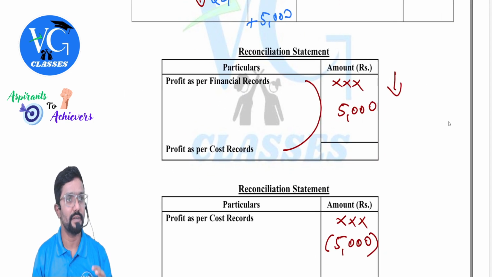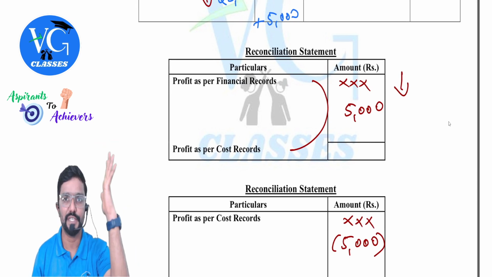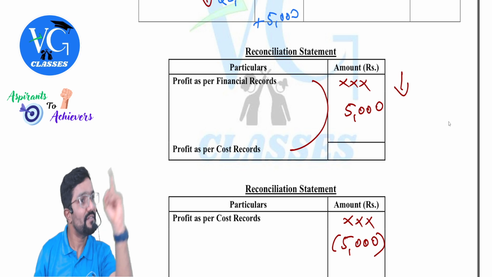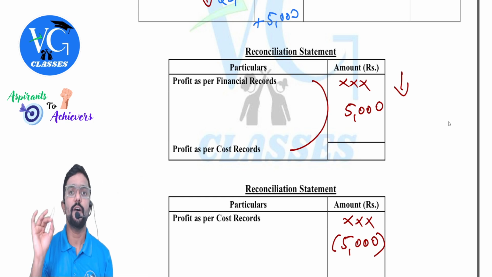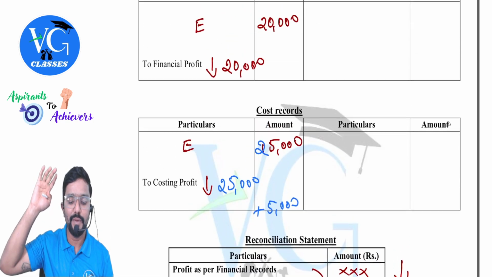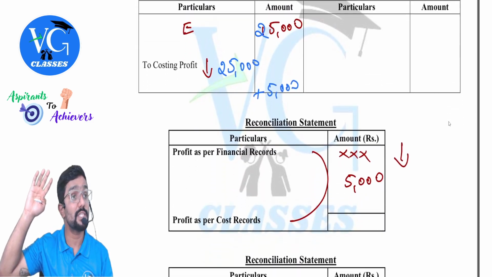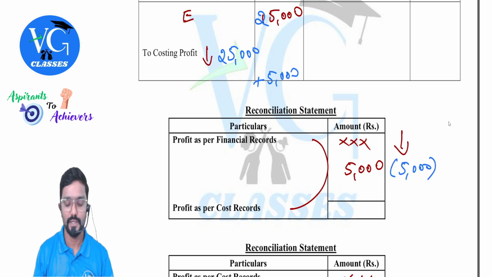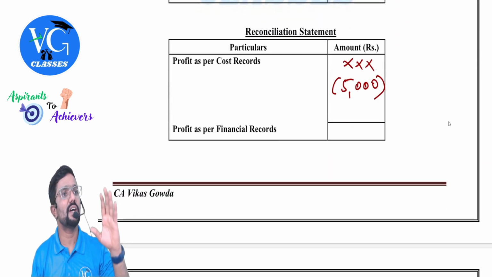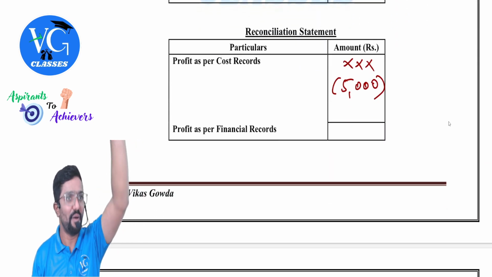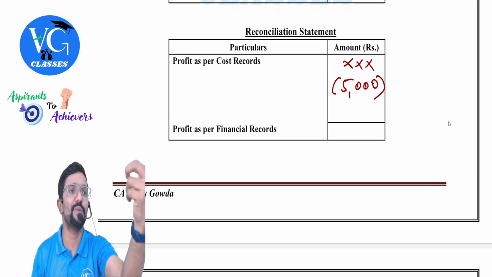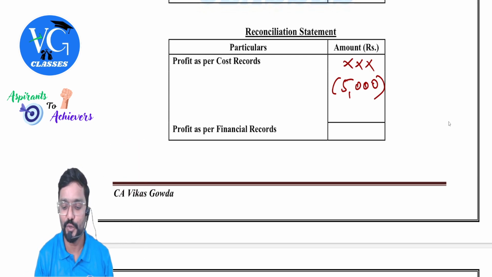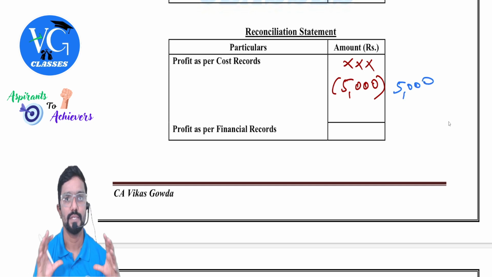Guys, financial profit is the starting point. Any adjustments I make are to financial profit. Now, my financial profit has gone down only by 20,000, whereas my costing profit has gone down by 25,000. So I should reduce another 5,000. Same way, costing profits have an excess debit of 5,000. Already my profit has come down excess by 5,000. So what should you do now? Add 5,000.